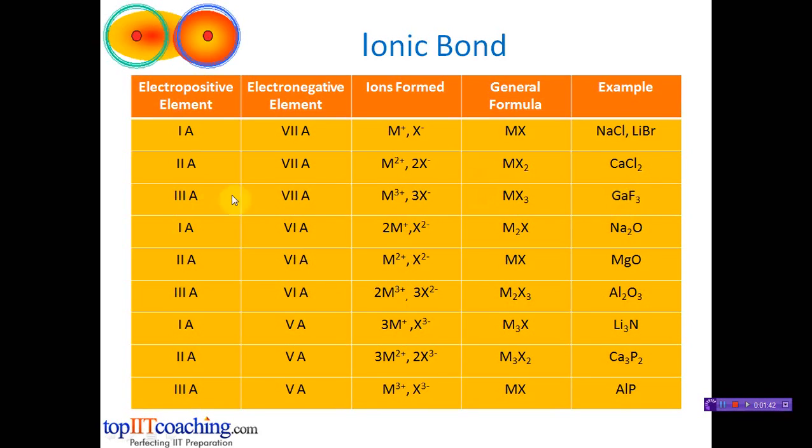The third example is gallium fluoride. Gallium belongs to group 3A, so it will form the Ga3 plus ion, and fluorine, just like chlorine, also belongs to group 7A, so it will form the fluoride ion, which is F minus.